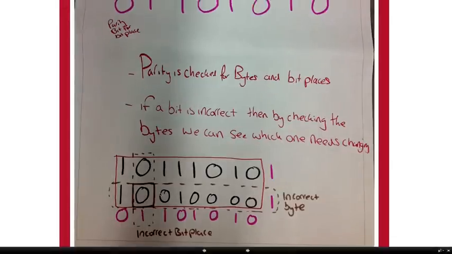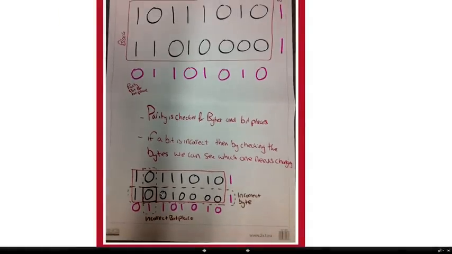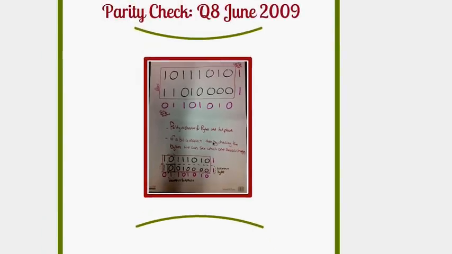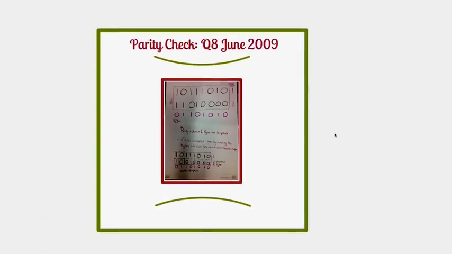If you look at the mark scheme now for that question, it might make a bit more sense after I've just been through that. I'm sure if you did answer it in this way with a diagram, the examiner would accept it. That is essentially how you can check and alter errors, because afterwards we know this is the incorrect bit and we just need to change that one from a 0 to a 1 and that will correct the error in the data.